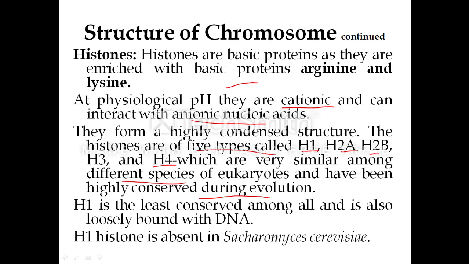So these histone proteins are cationic and they can interact with anionic nucleic acids. That's why we find the histone proteins like H2A, H2B, H3 and H4, around which the thread-like DNA, which is negatively charged, is wound and compactly arranged inside the chromosome. And these sequences are highly conserved during evolution. Apart from H2A, H2B, H3 and H4, H1 is the least conserved in its sequence among all.